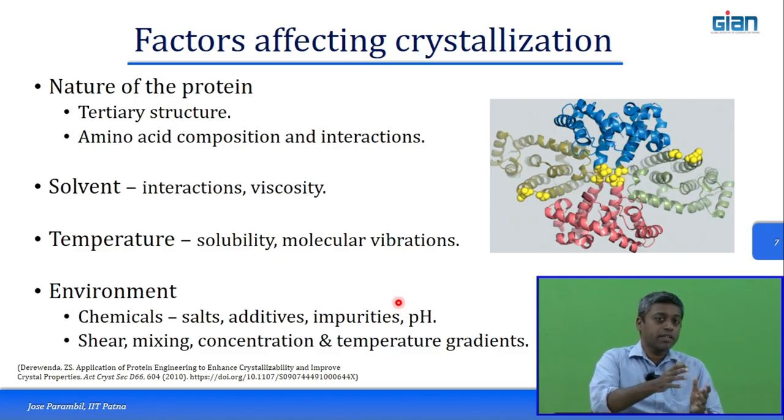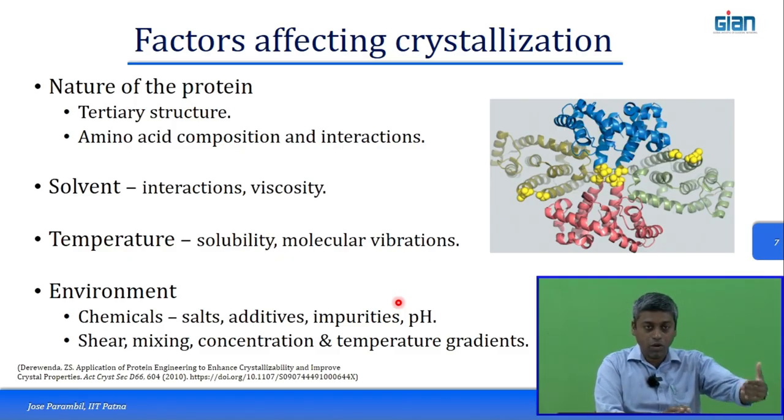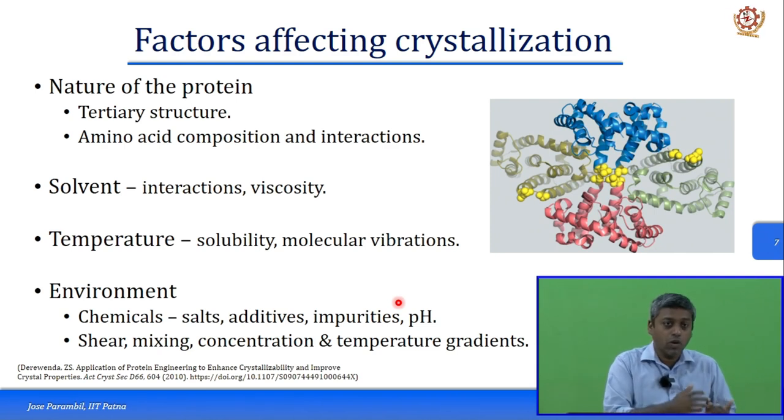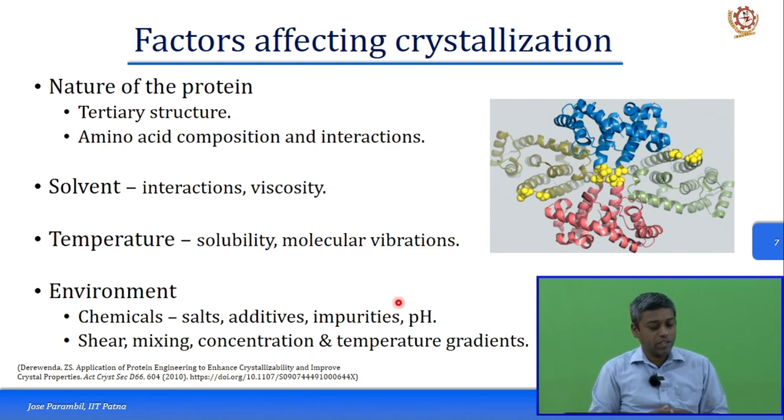So then how do you optimize between these? You don't want concentration or temperature gradients. At the same time, you don't want vigorous mixing either. So how do you optimize this? This becomes another set of engineering challenges as far as production is concerned.